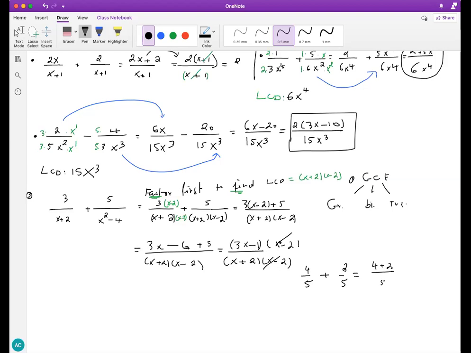But in this case, I'll put it back where it was. We end up with something like this. Okay, so nothing to cancel out, and that would be your final answer.